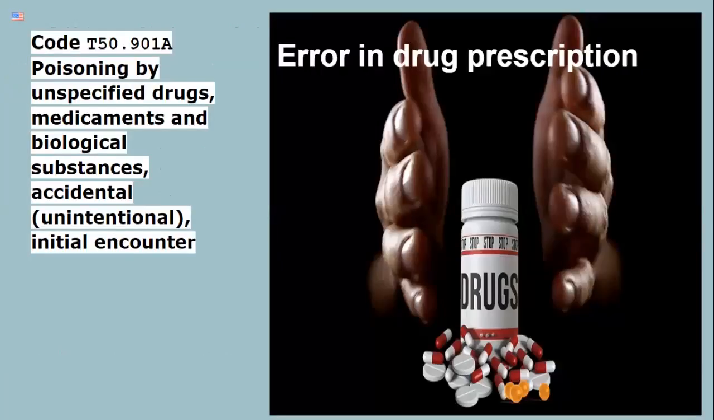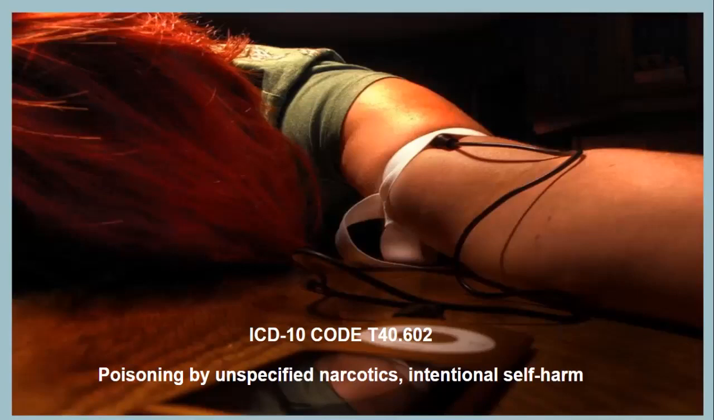So this is error in drug prescription, T50.901A. There's that seventh character. Poisoning by unspecified drugs, medicines, and biological substances, accidental, unintentional, initial encounter. Poisoning by unspecified narcotics, intentional self-harm, T40.602. I hope that you got those things right.